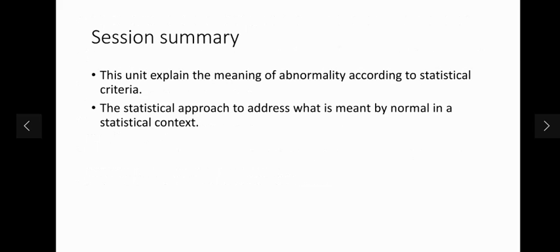To summarize, in this session, we have discussed in detail the statistical criteria of abnormality. Statistical criteria tries to explain normality and abnormality in a statistical context. We have also discussed the strengths and limitations of statistical criteria.